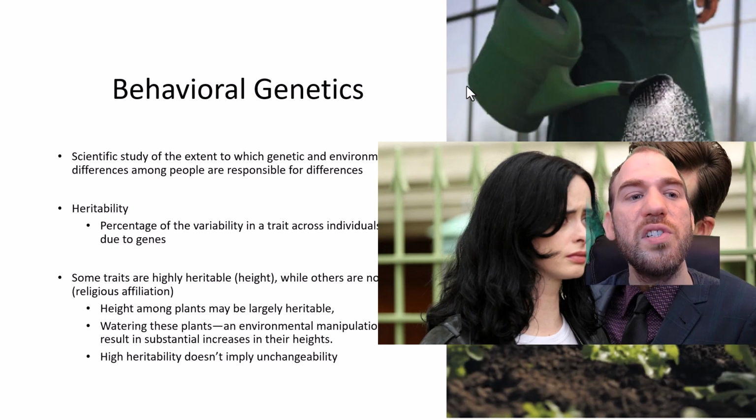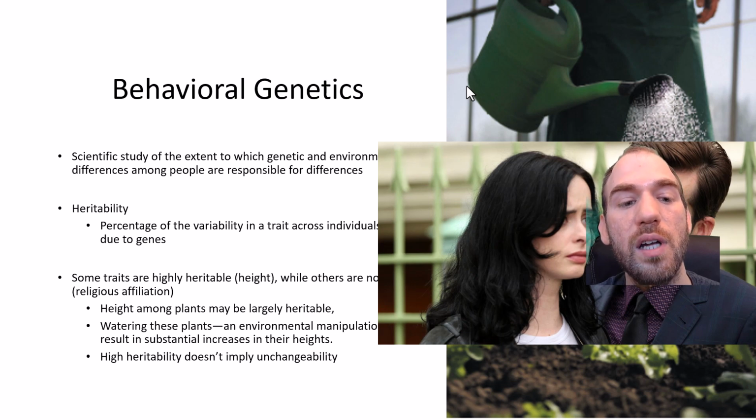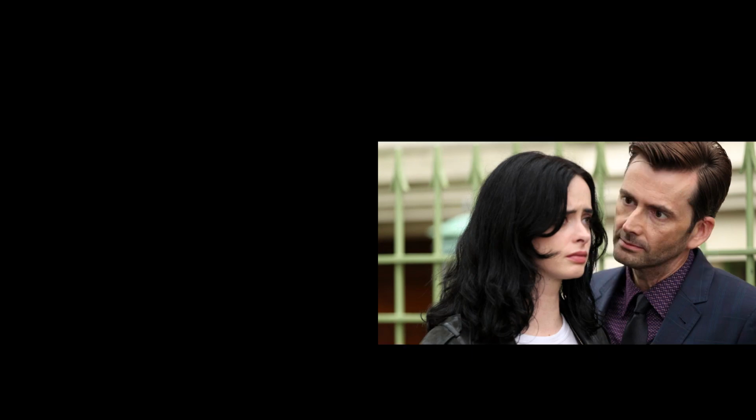Behavioral genetics. This is the scientific study of the extent to which genetic or environmental differences among people are responsible for differences. Heritability is the percentage of the variability in a trait across individuals that is due to genes. Some traits are thought to be highly heritable, such as height, while others are thought not to be as heritable, such as religious affiliation. Height among plants may be largely heritable. However, watering these plants and environmental manipulation can result in substantial increases in their heights. High heritability doesn't imply unchangeability.